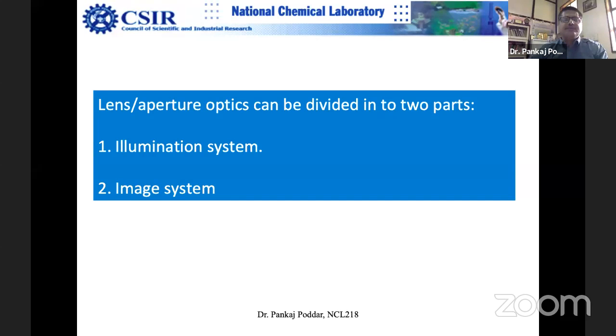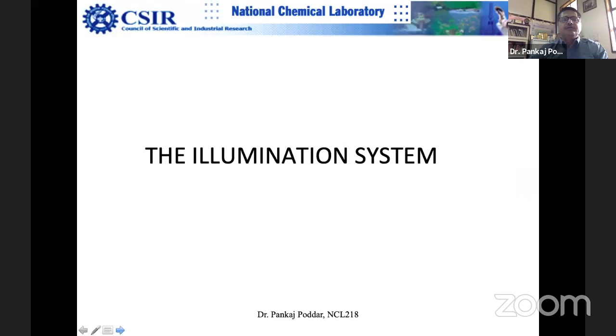After that, once the electrons exit from the sample, you have to form the image, whether the image is a diffraction pattern or anything else. So that control is the image system. So let us see, there are two ways. Let us first understand the illumination system.